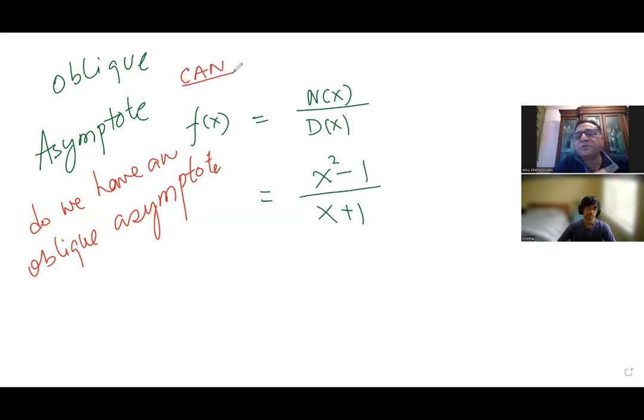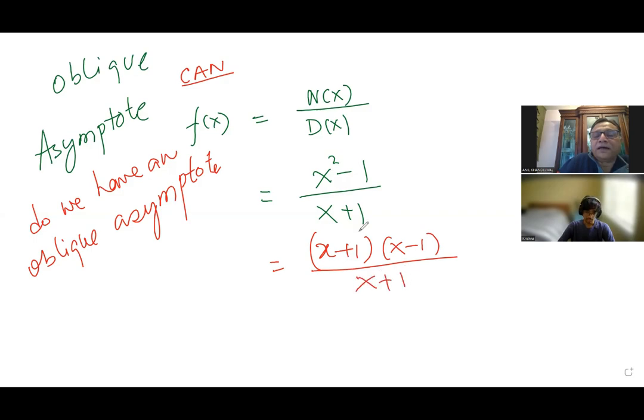We may not have sometimes, because in this case, as you rightly said, I could factor the numerator as x plus 1 and x minus 1. And when I divide by x plus 1, these cancel. So we have a hole at x equals minus 1 here, right? We could write this function as equal to x minus 1 with x not equal to minus 1, okay?